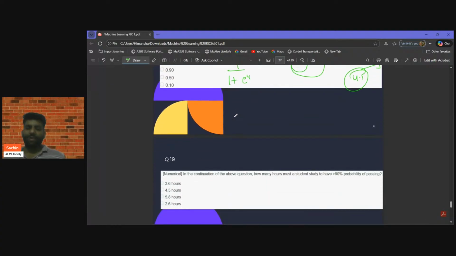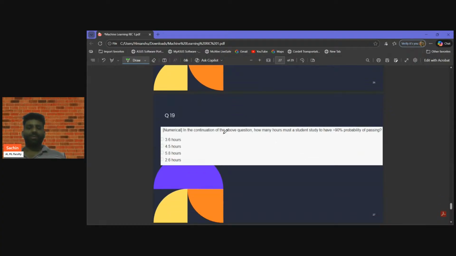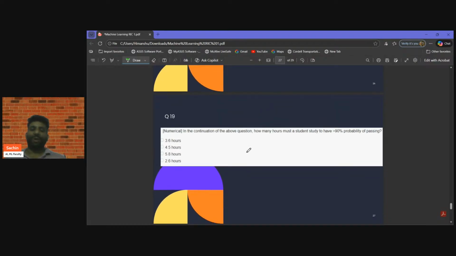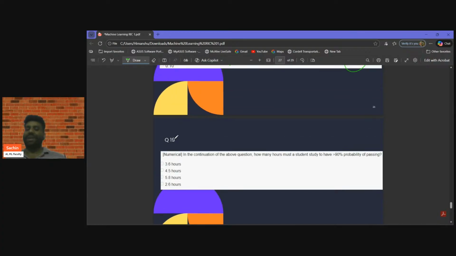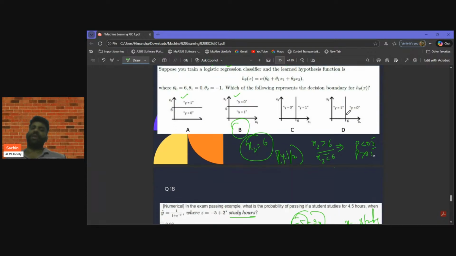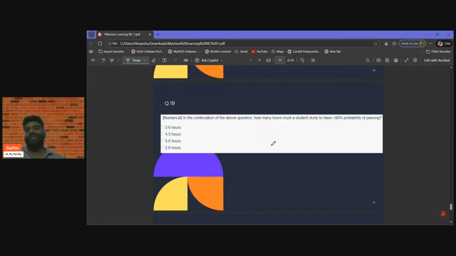On a similar note, we have one more. How many hours must a student study to have a probability of greater than 90% of passing? What shall be the idea in that case? Just greater than 90%. The options are 2.6, 5.8, 4.5, 3.6. On a similar line to what we did, not exactly just putting in the values, you need to use the previously solved problems to actually solve it, and then you are done.